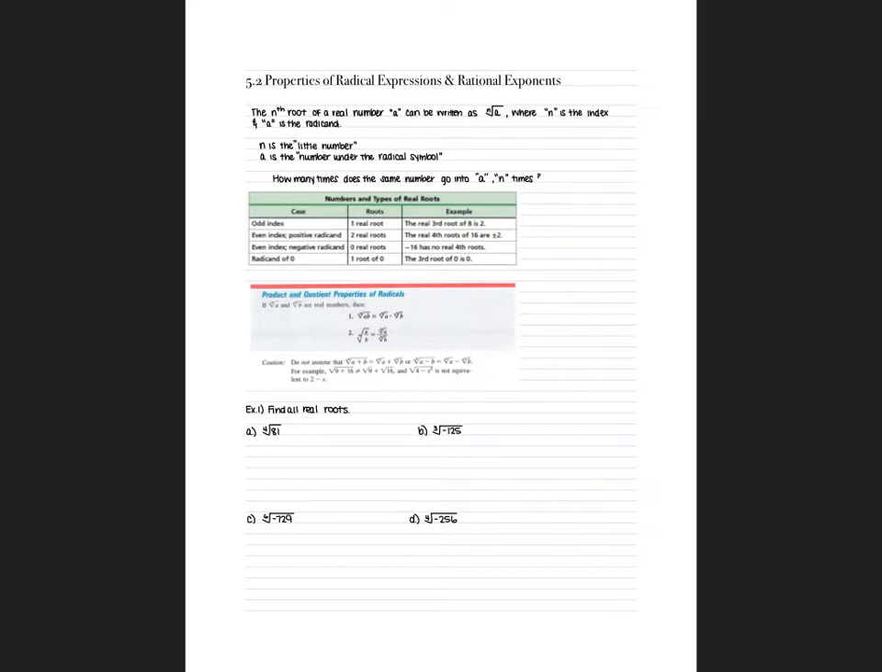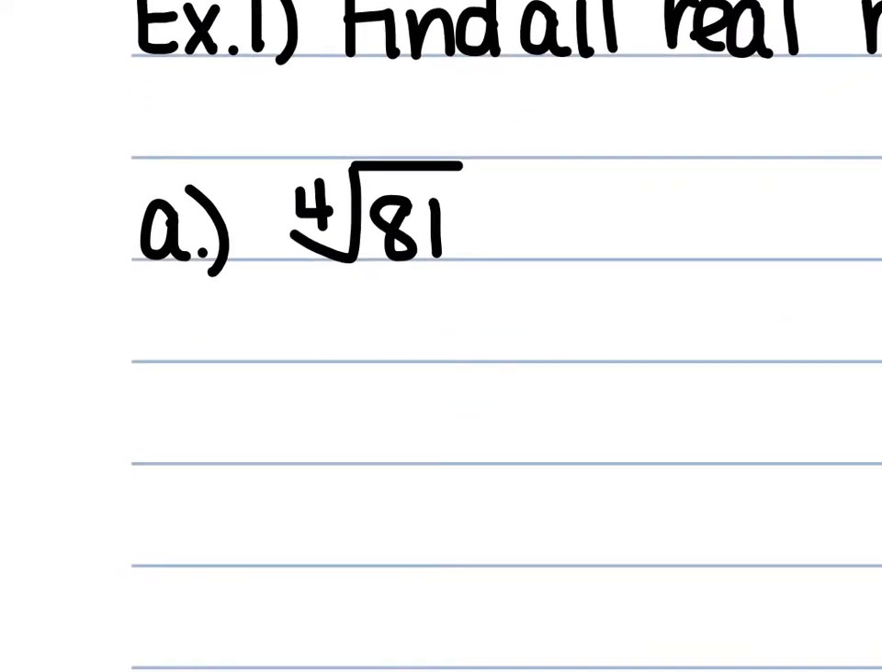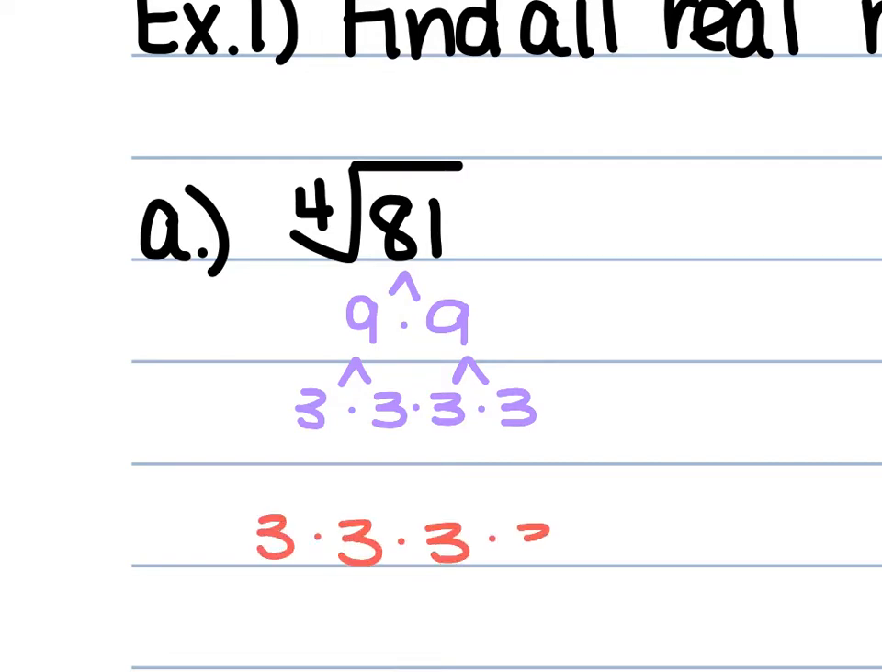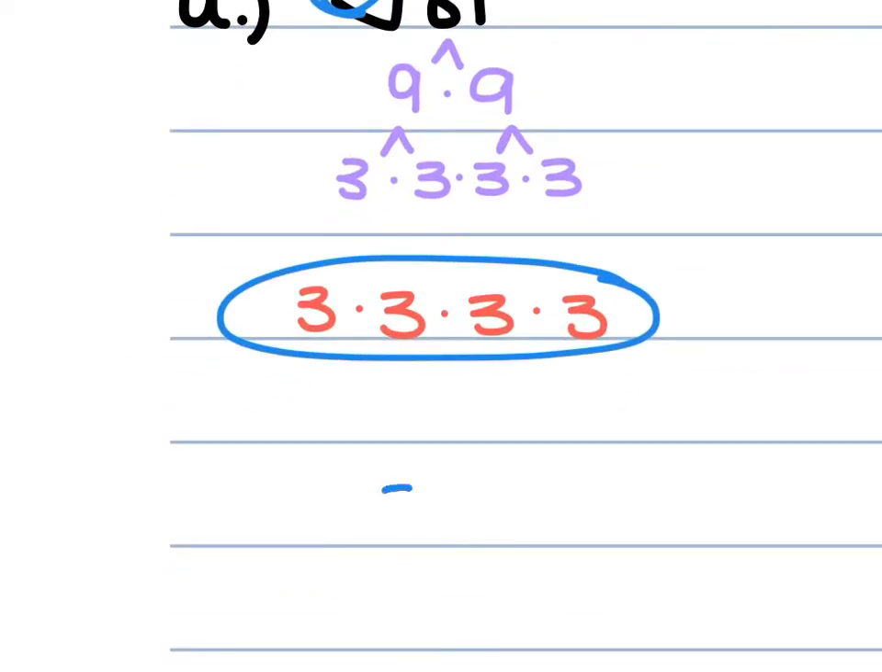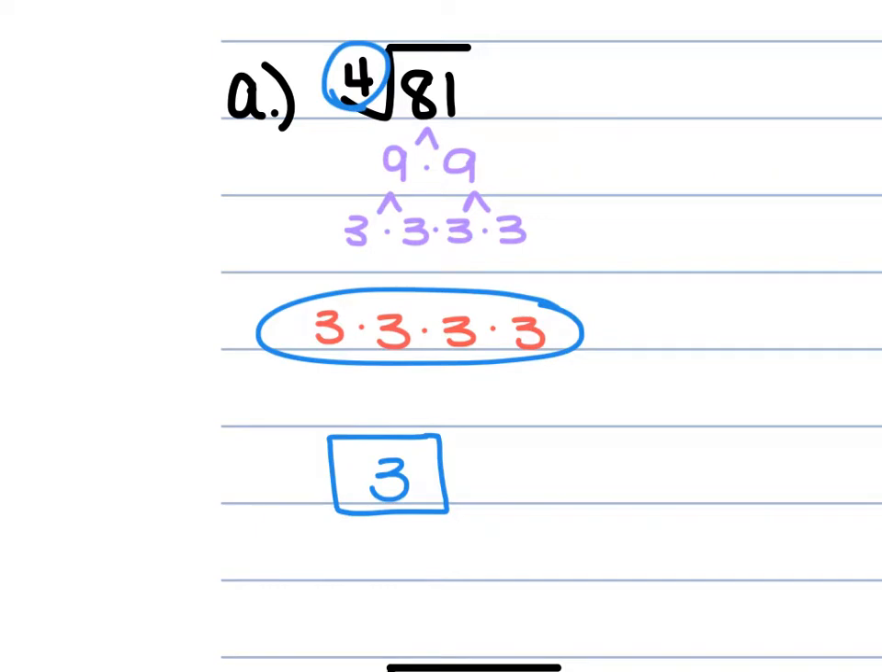So if we look at one of our first examples, example 1a, we have the fourth root of 81. Easy way to do this is find the factors of 81. So just find the prime factorization of 81 first. 81 is 9 times 9, and 9 is 3 times 3. So if we write this, we have 3 times 3 times 3 times 3. We're looking for a set of 4. We have a set of 4 here, so 3 is our solution. And because that index is an even number, this 3 can either be positive or negative. So it's plus or minus 3, that's our answer.